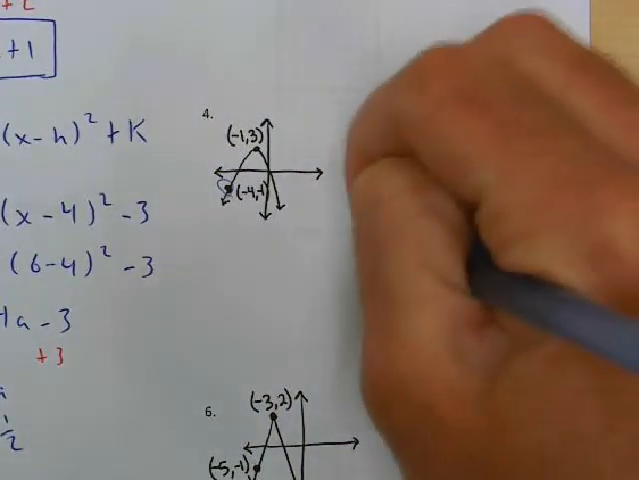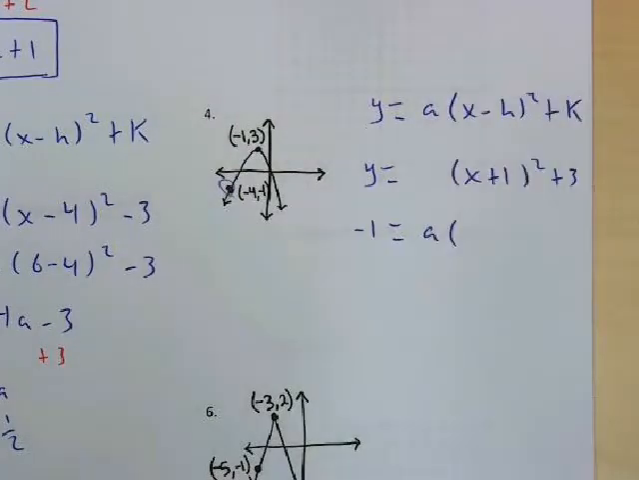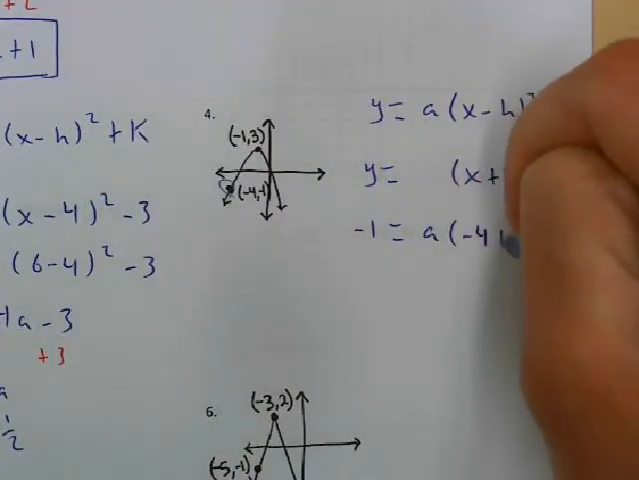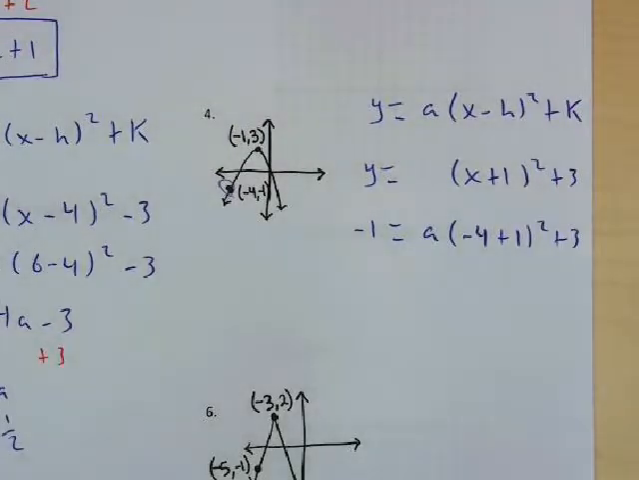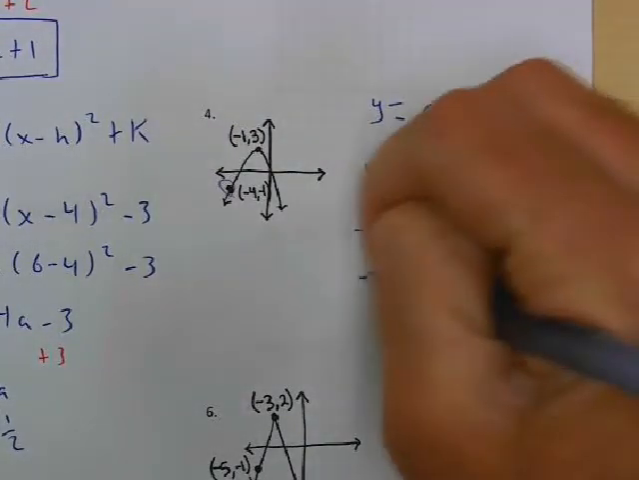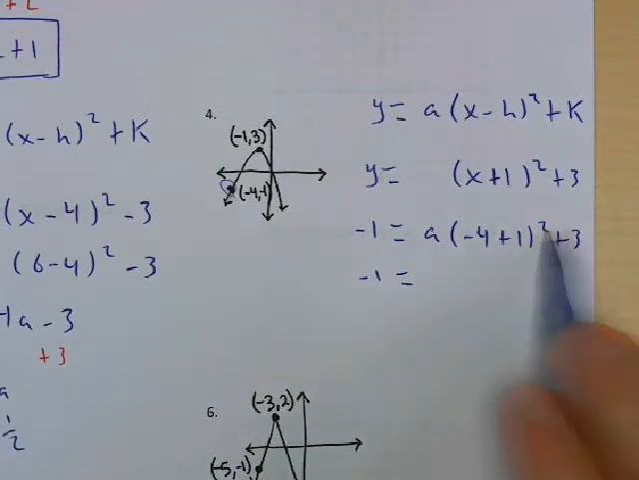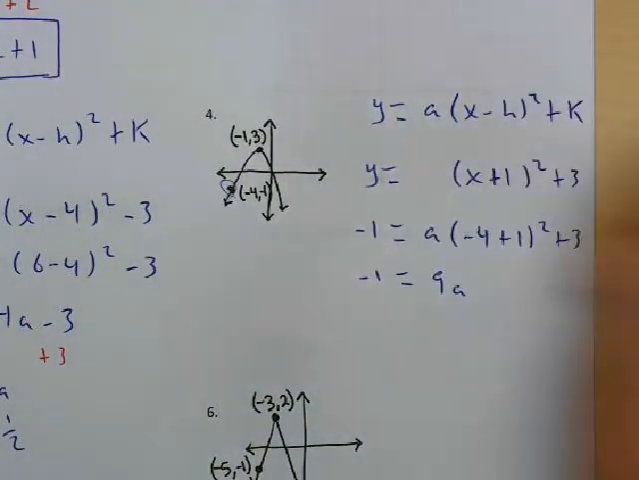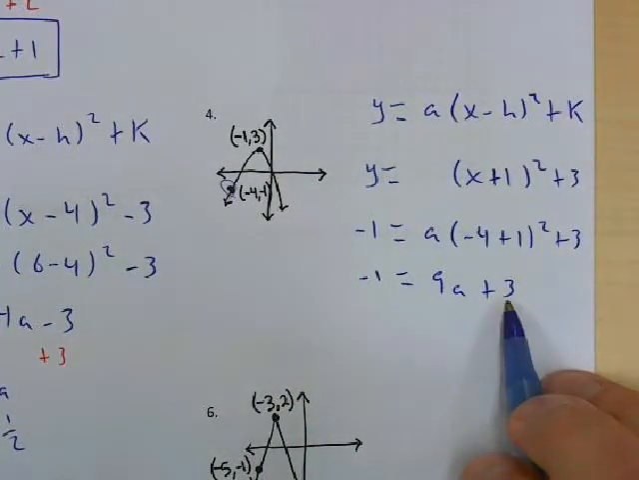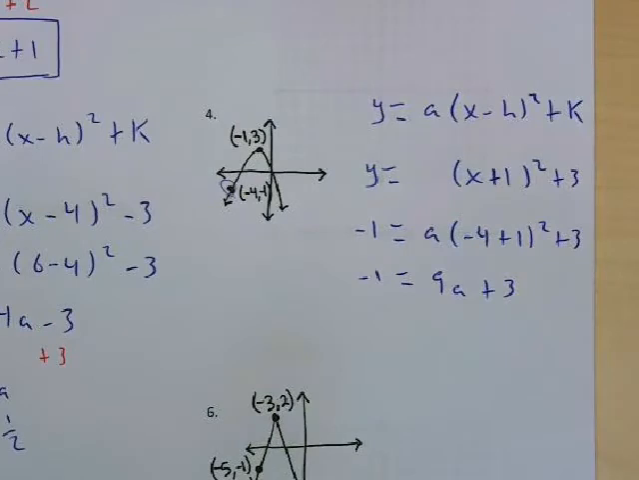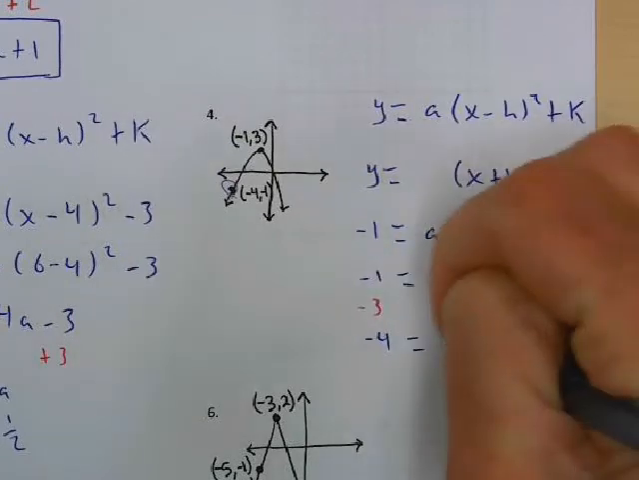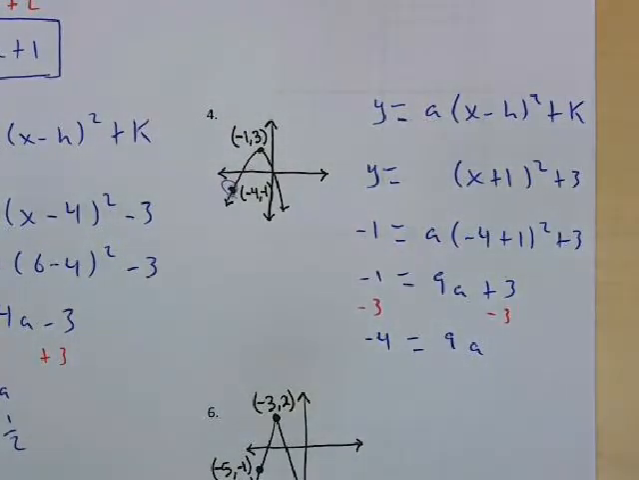All right, so then that's going to be -1 equals some a value times -4 plus 1 squared plus 3. And then we want to simplify that, so we get -1 equals, and then again a little bit of mental math here, -4 plus 1 is -3, -3 squared is +9, so we get 9a plus 3. And then if we subtract 3 from both sides, shorter work here, we get -4 equals 9a. So then divide both sides by 9. And we get a equals -4/9.